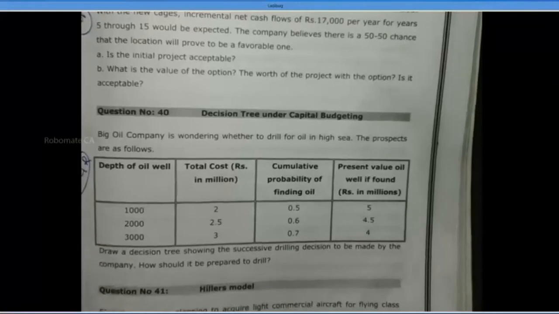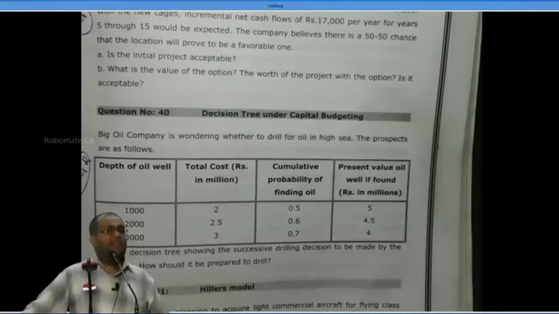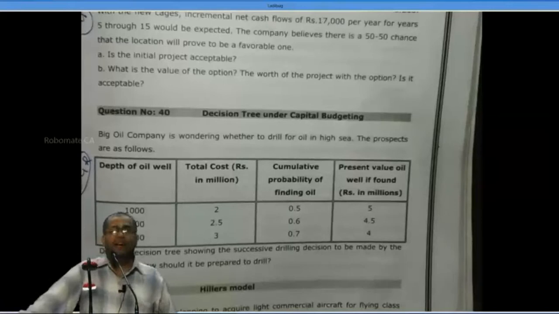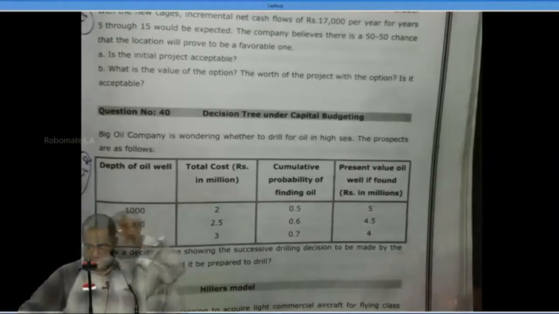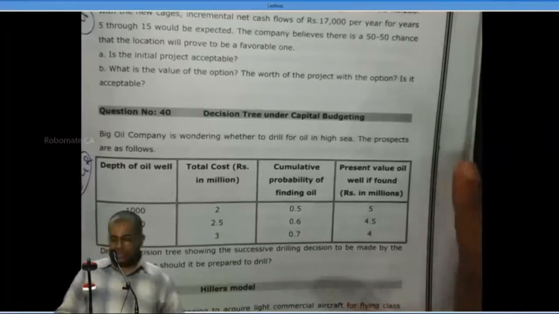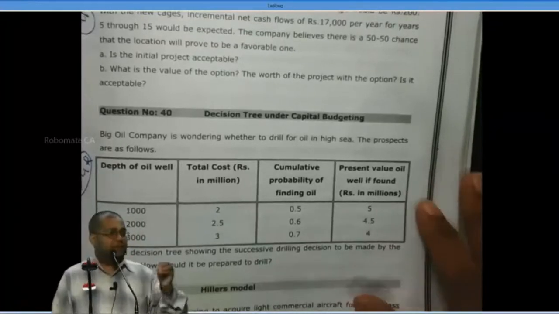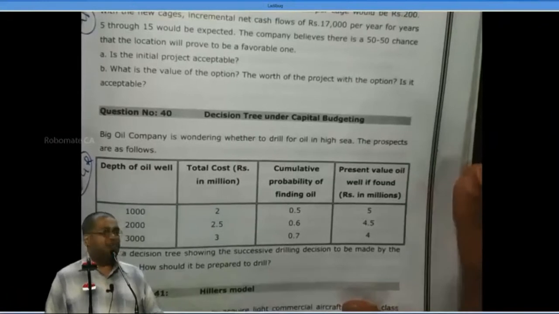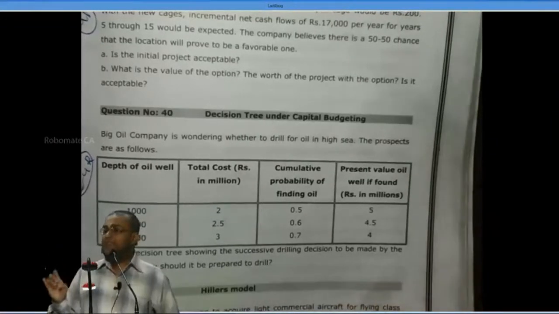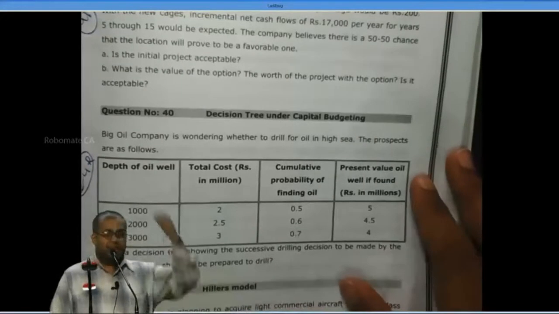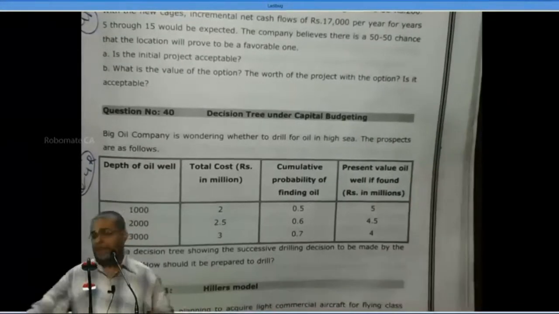Let us summarize what was done in the Hiller's model and do one more problem in that regard and then go for the next area. In Hiller's model, we saw that first we have to calculate the expected net present value using risk-free rate. We all remember or not? First we have to find out the expected NPV using risk-free rate.